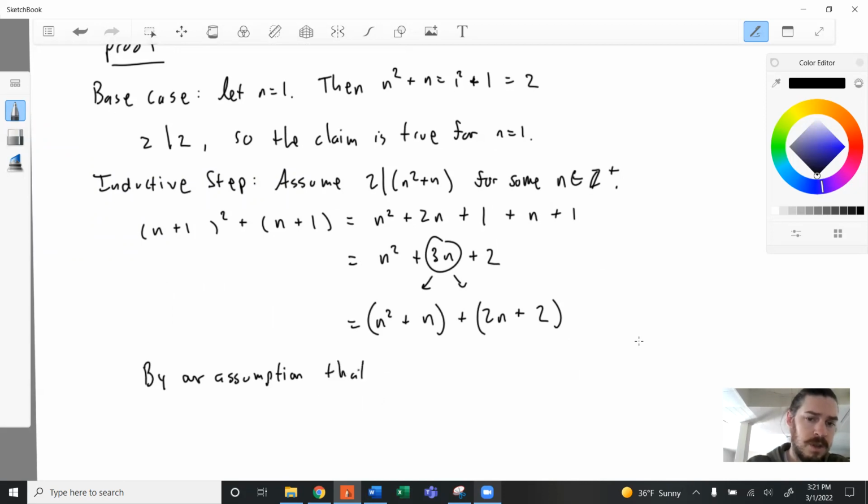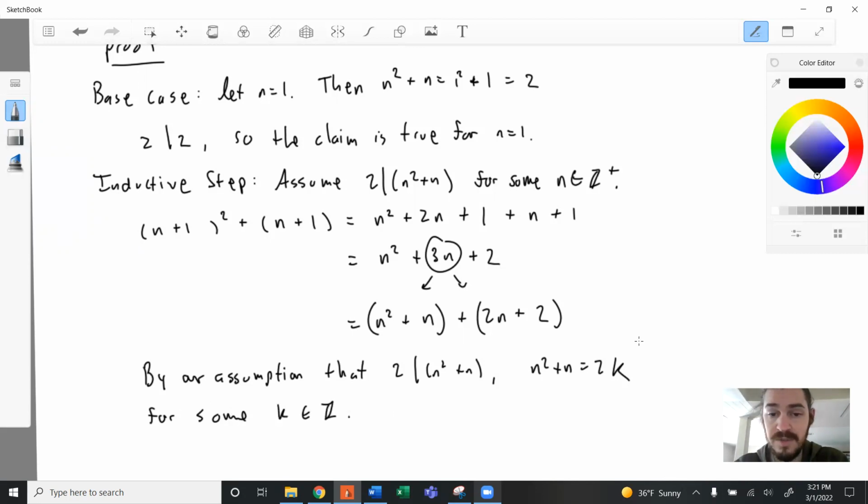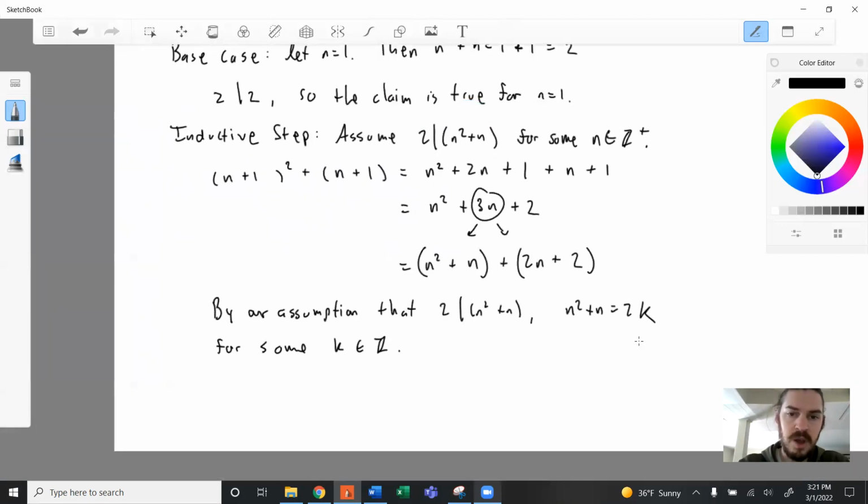that 2 divides n squared plus n, n squared plus n must equal 2 times k for some k, an integer. That's what it means to divide, right? 2 divides that means it's equal to an integer multiple. So now I can write, going back to my equation here, 2k plus 2n plus 2. And then that equals 2 times the quantity k plus n plus 1.